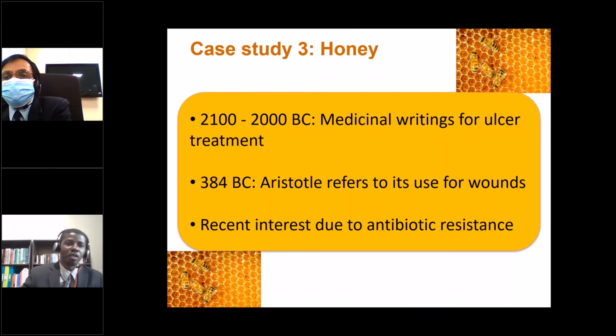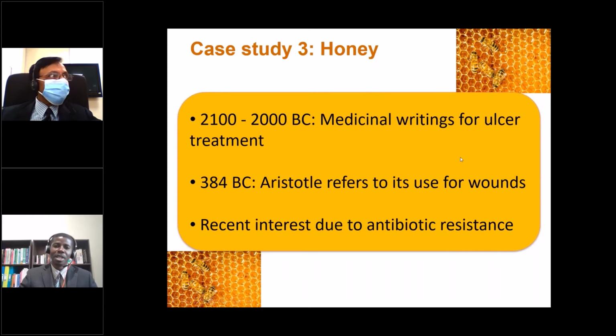So I'm going to finish off with our third case study, and then hopefully we'll open up for some questions to allow some discussion. So we're going to talk about honey now. And I believe that every country has some form of honey, as long as there's bees in the country. And actually the use of honey is quite ancient, because as early as 2000 BC, there were medical writings for the use of honey for treating ulcers. And Aristotle also refers to its use for treating wounds.